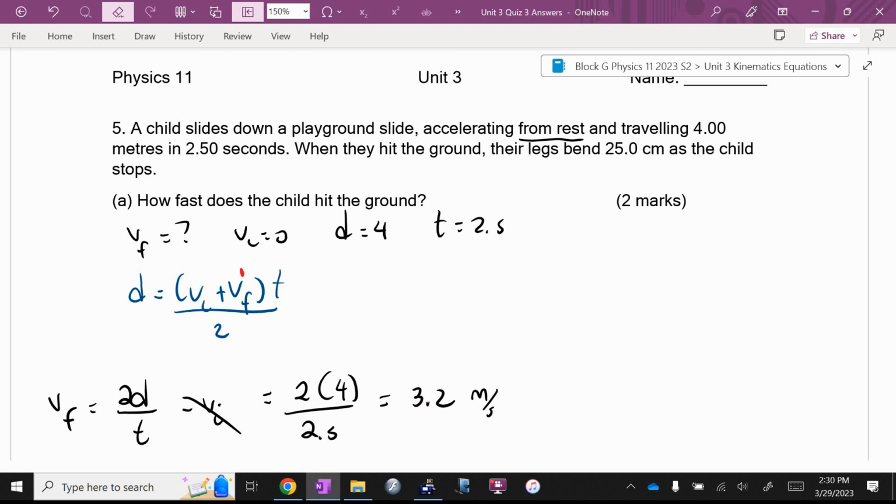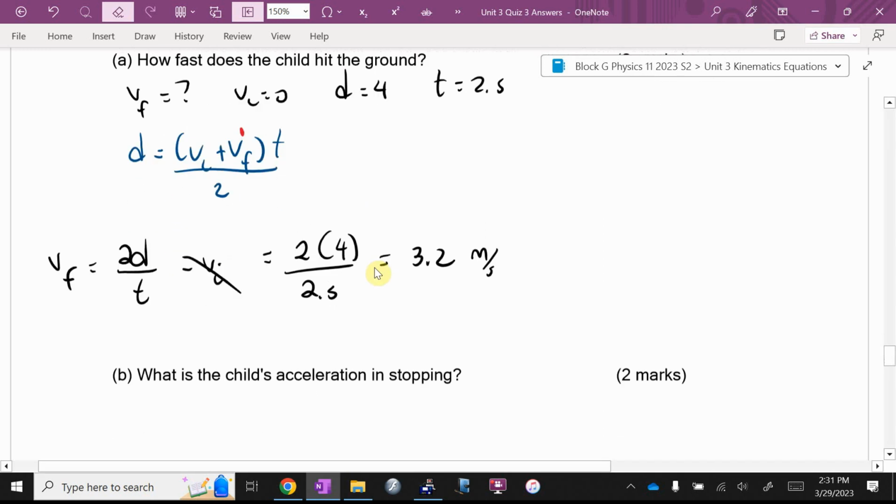3.2 meters per second. Mr. Dueck, the child is going down. Shouldn't it be negative? If you decided to do that, I would give you full credit as long as you were consistent. What you would have done, by the way, is you would have also made the D negative because the kid is ending up below from where they started. They're not in free fall, it's slanty, so I decided to pretend the bottom of the slide was forwards.